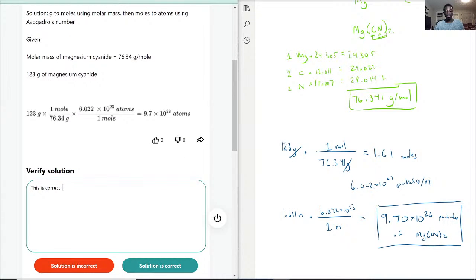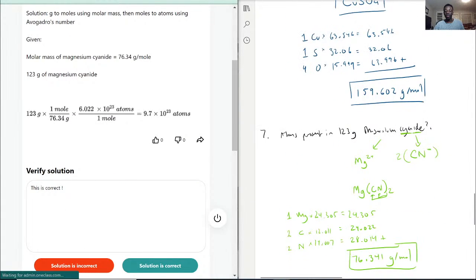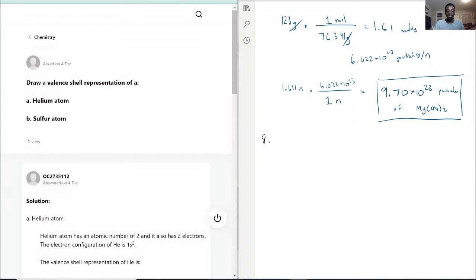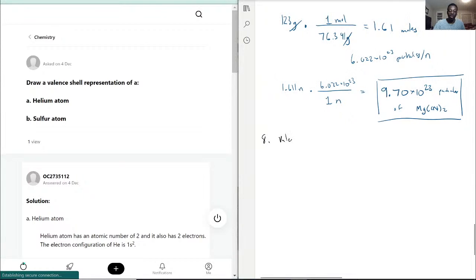And with that, let's move on to the next question, and possibly last question for tonight. We have: draw the valence shell representation of a helium atom and sulfur atom. So valence shell of helium and sulfur. Okay.